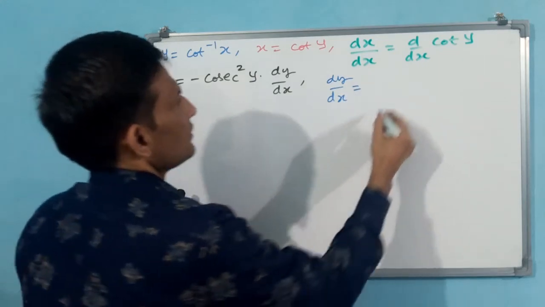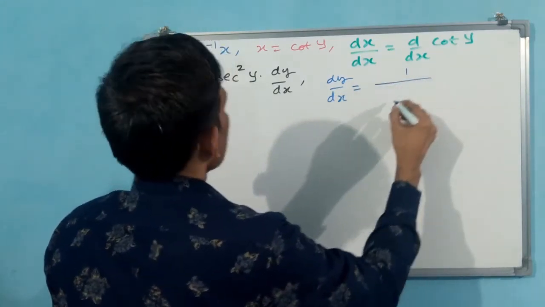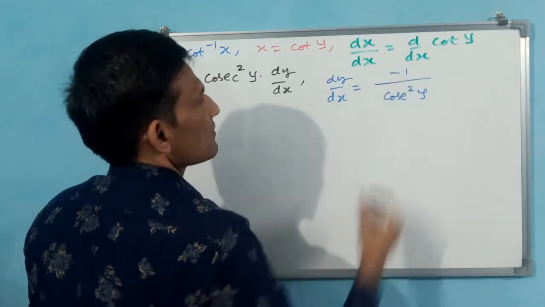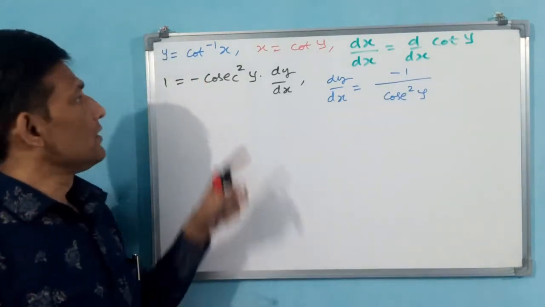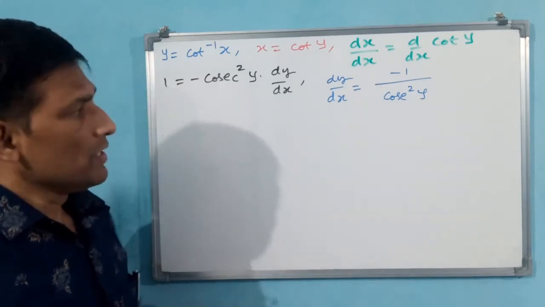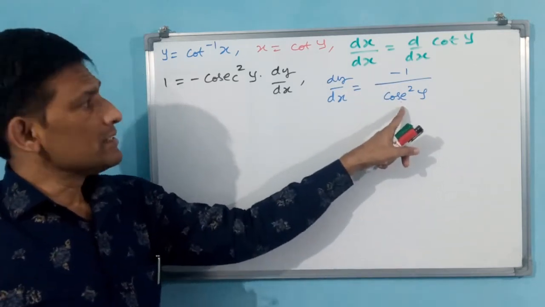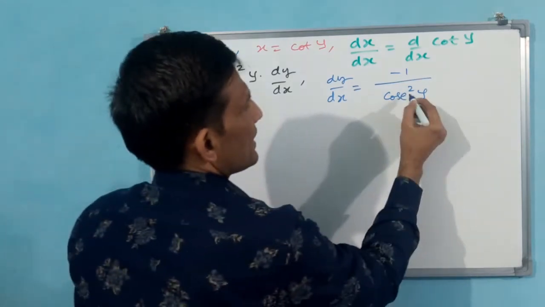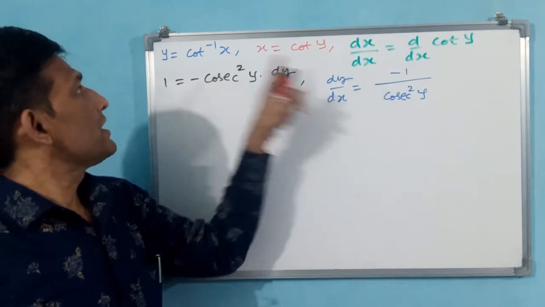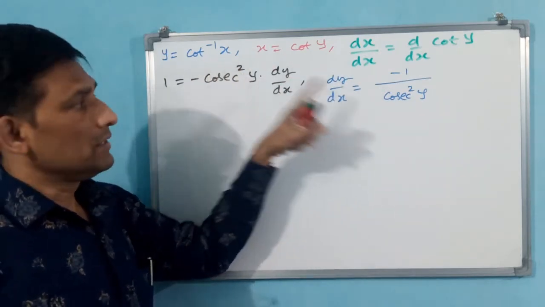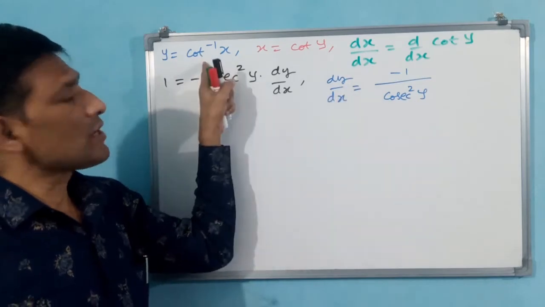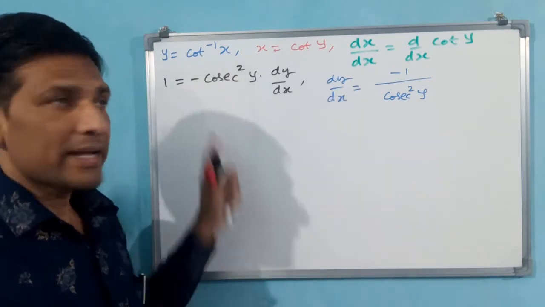dy by dx is equal to 1 by minus cosecant square y. This minus I am going to transfer to the top, so the numerator is cosecant square y. Now you see, here cosec is there, but here cot is there, so both are going to mismatch. This cosec I want to transfer into cot, then I can apply this.